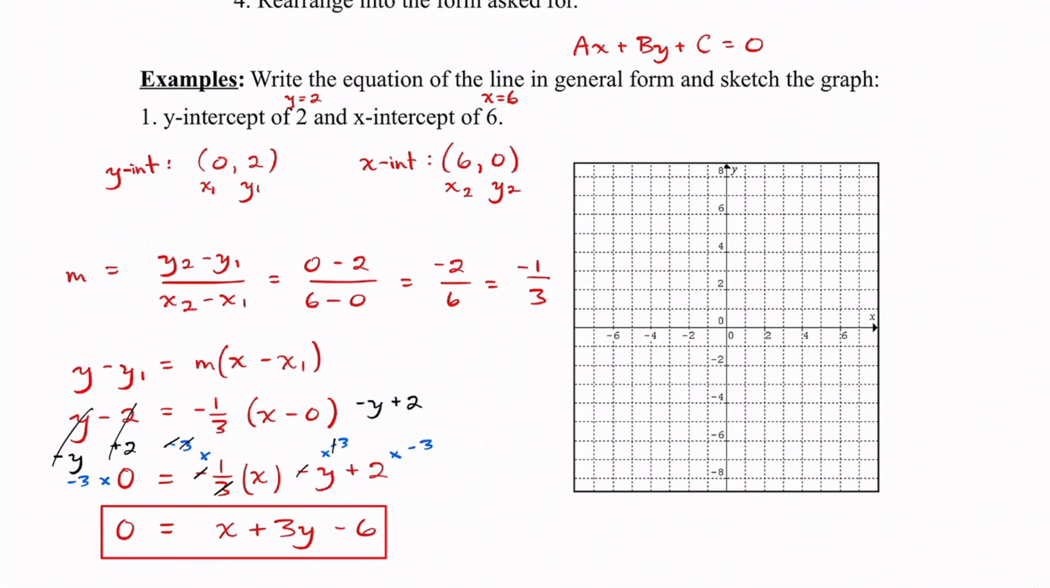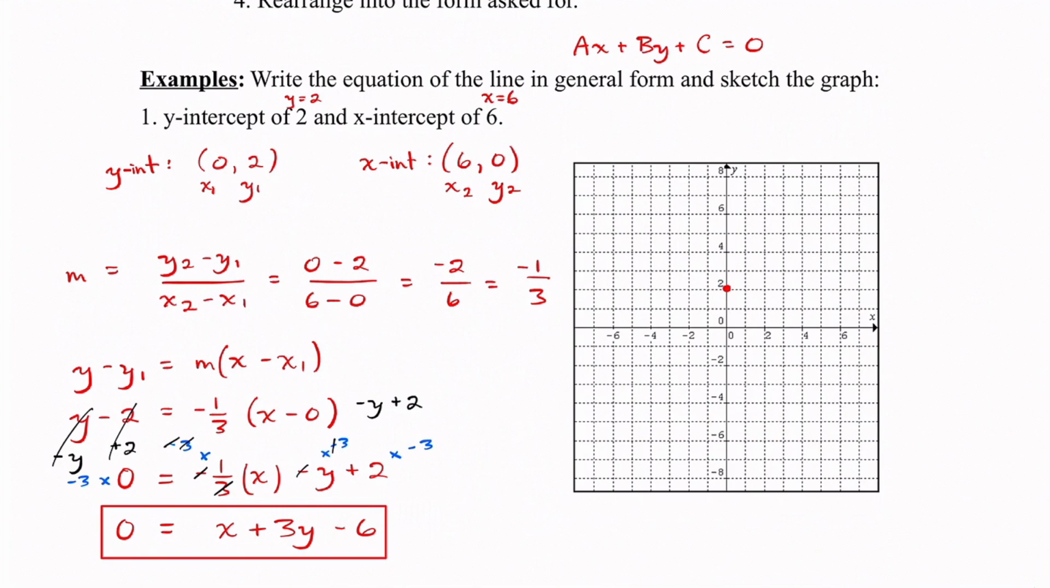The last thing we need to do now is just graph this. And we were already given 2 points. So I'm just going to plot those 2 points, and then I'm going to be able to draw a line through the 2 points, and then I'll have my graph. So my first one is at 0 and 2, so that's going to be right here. That's the y-intercept. It crosses at 2.